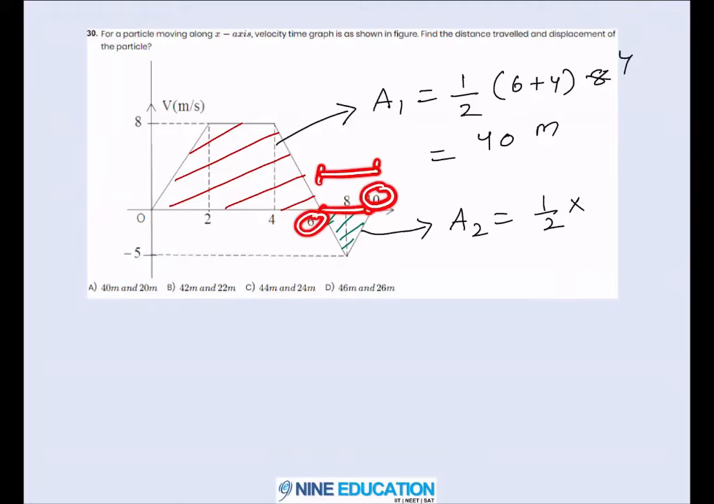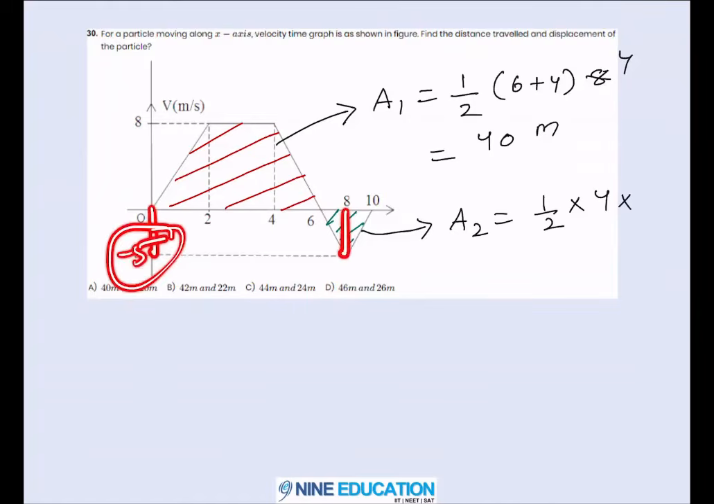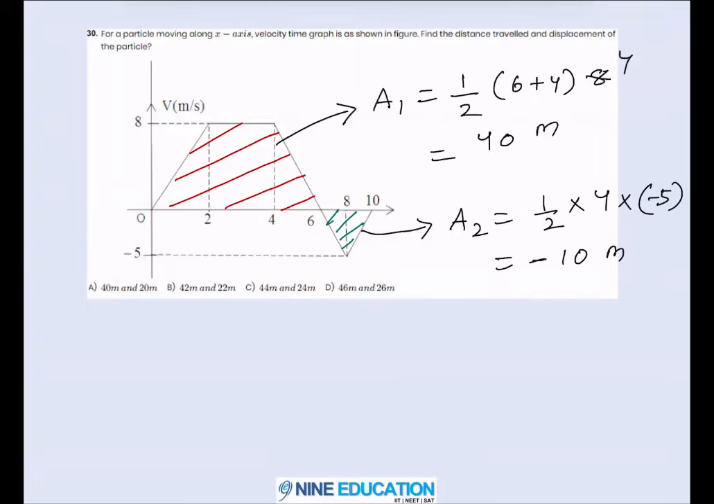So what will be the time gap between these? 10 minus 6, which is equal to 4. So half base is 4. But what is the height? If you can see, the height is actually minus 5. So we have to multiply by minus 5 because this particular area will be negative. So the value will become minus 10 meter.